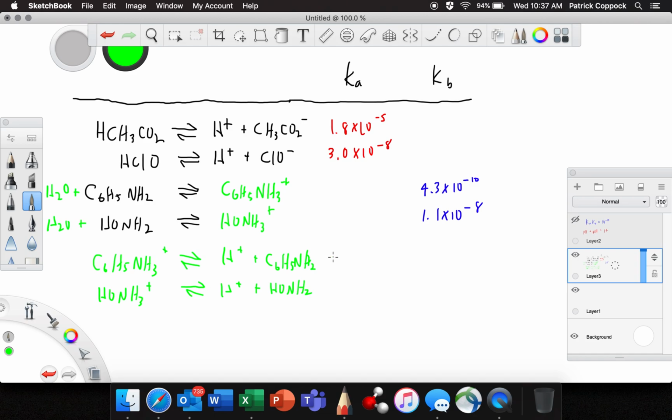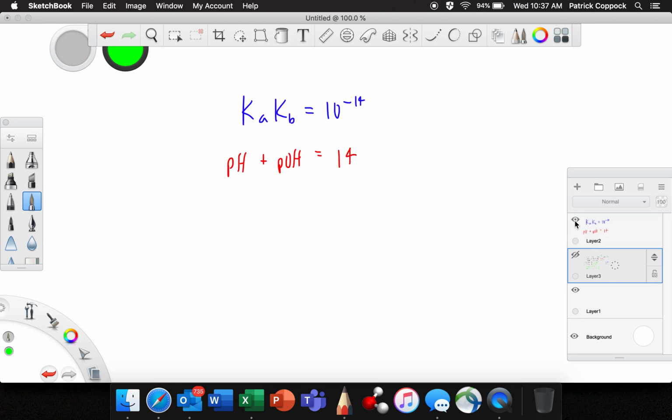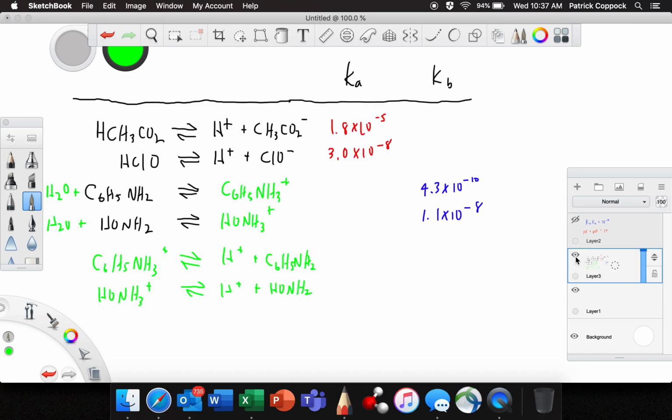Okay, now recall that, and I've made another note here. Let's go to another page. Recall that Ka times Kb in an aqueous solution is 10 to the negative 14, and pH plus pOH is 14. Those two are the same statements, equivalent statements, all right? So let's go back over here and say, if the Kb of this reaction is 4.3 times 10 to the negative 10, the Ka of the opposite is going to be 10 to the negative 14 divided by 4.3 times 10 to the negative 10. And so that's going to be 2.33.